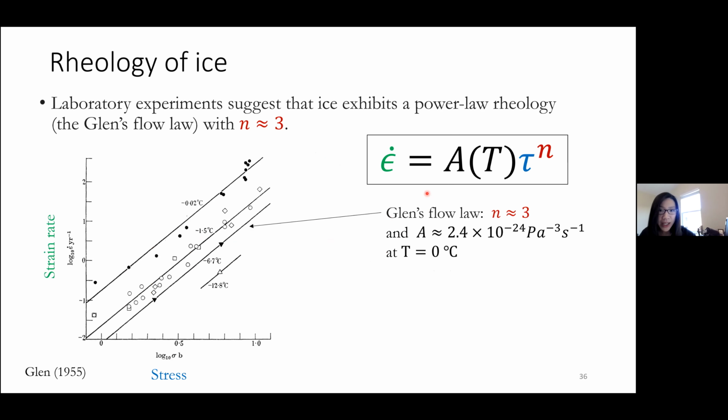So conventionally, the widely used Glen's flow law in ice sheet models is based on laboratory measurements, which demonstrate that the strain rate increases with stress as a power law. And here the fitted exponent of the power law is about 3. And this prefactor depends on temperature.